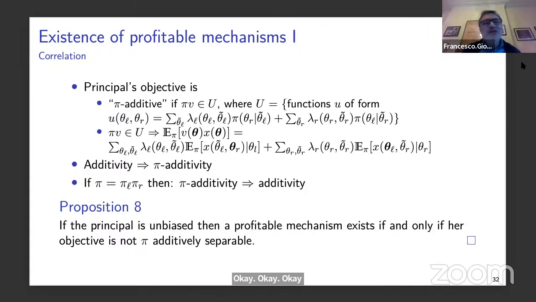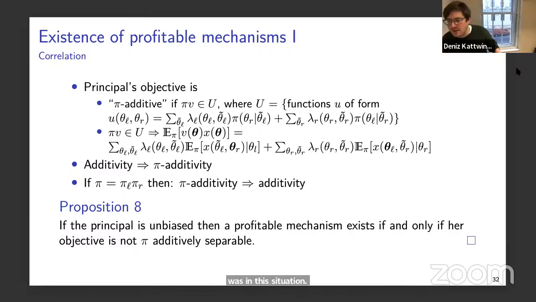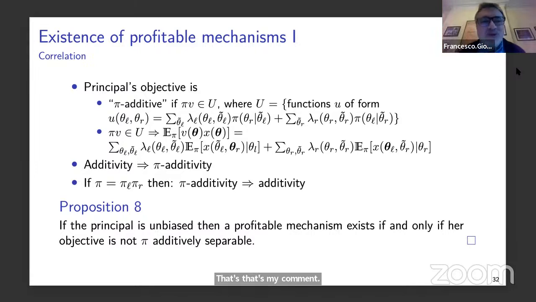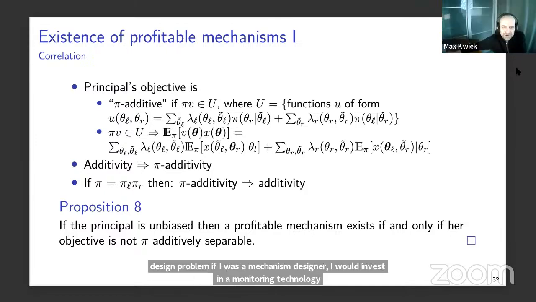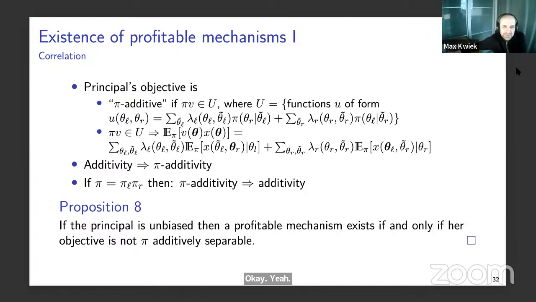My comment on this is that I would invest heavily in a monitoring technology if I was in this situation. If I was the mechanism designer in this mechanism design problem, I would invest in a monitoring technology. Oh, okay. Yeah. So if we are going to those kinds of comments, maybe we should stop the recording before.